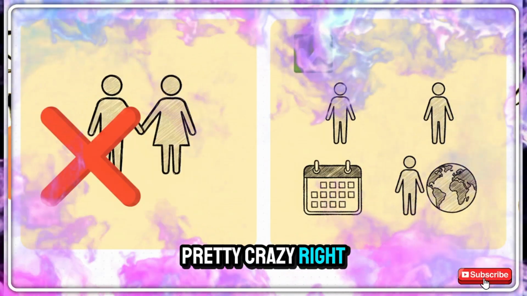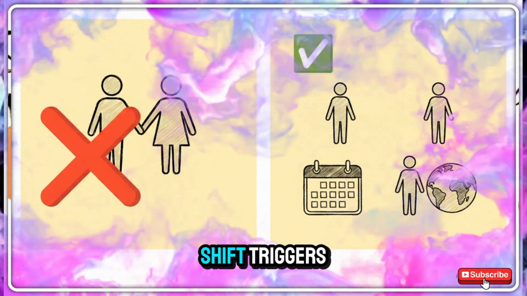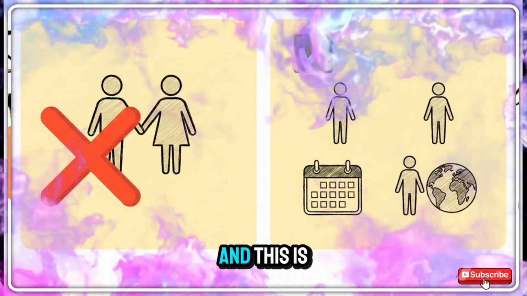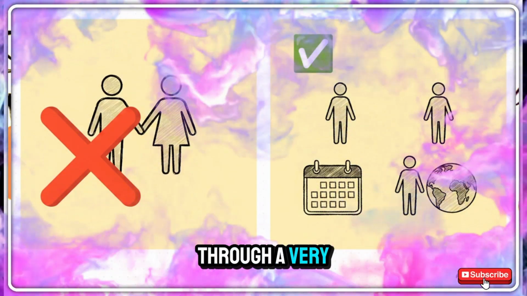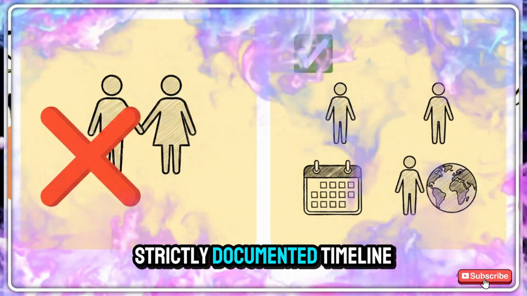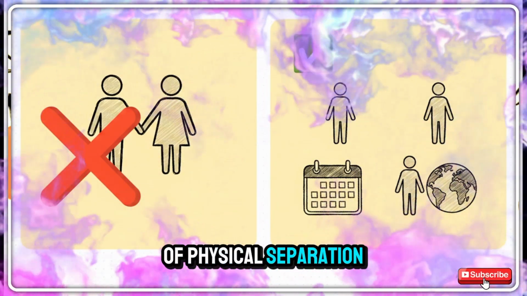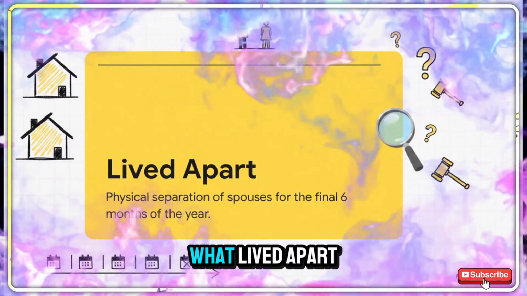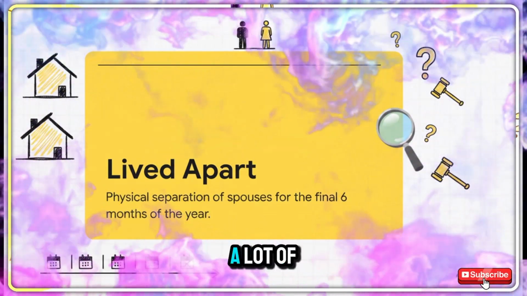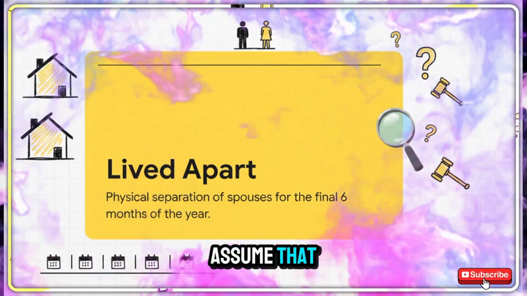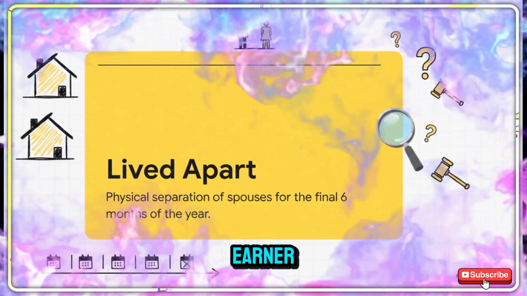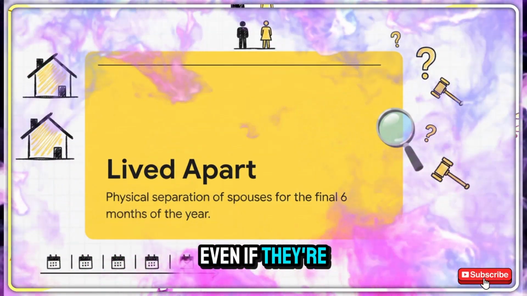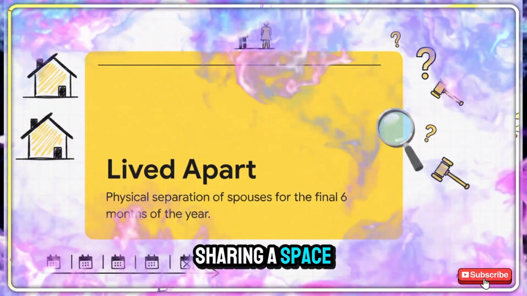Pretty crazy, right? This beneficial status shift triggers if the spouse is a non-resident alien, or, and this is much more common, through a very precise, strictly documented timeline of physical separation. So we absolutely have to define what lived apart actually means. A lot of people implicitly assume that just because they're the sole financial earner, they automatically qualify as head of household, even if they're separated but maybe still sharing a space.